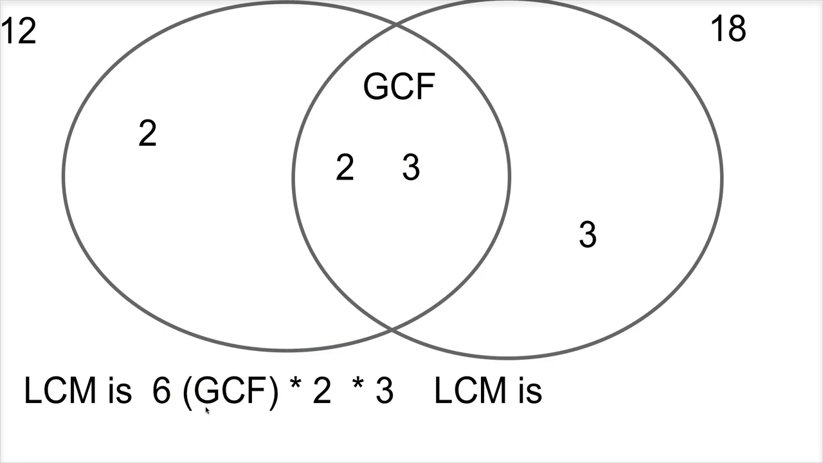What about the least common multiple? Well, I'm going to multiply 6, which is my greatest common factor, times 2 times 3. And my least common multiple is 36. So let's think about this now. In my 12 table, I have a 36. 12 times 3 is 36.